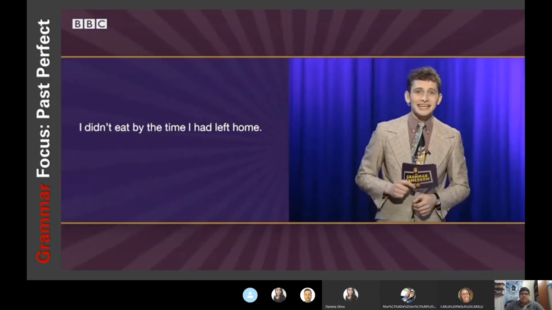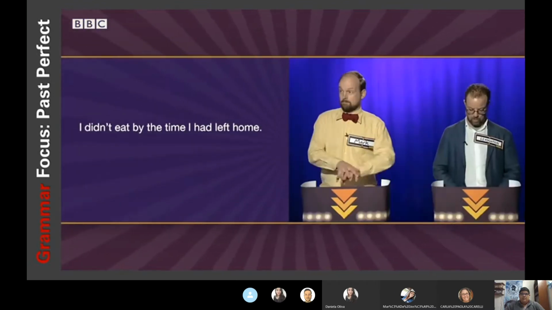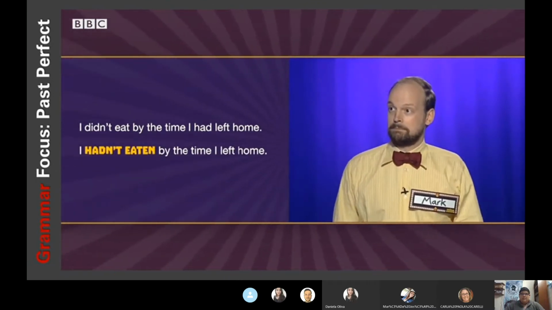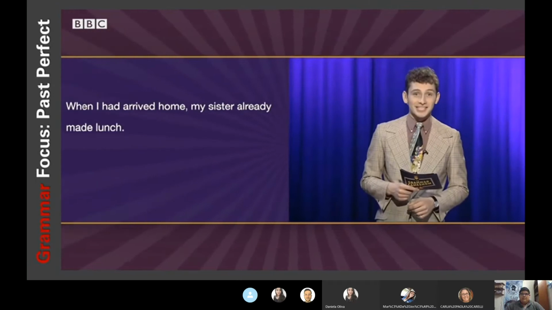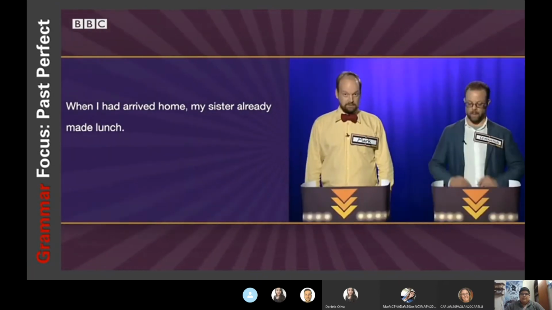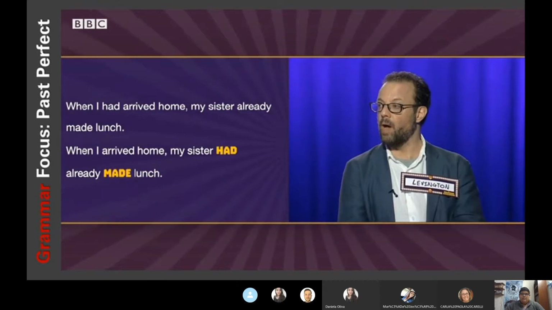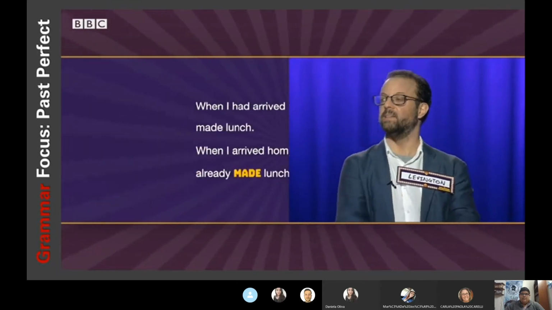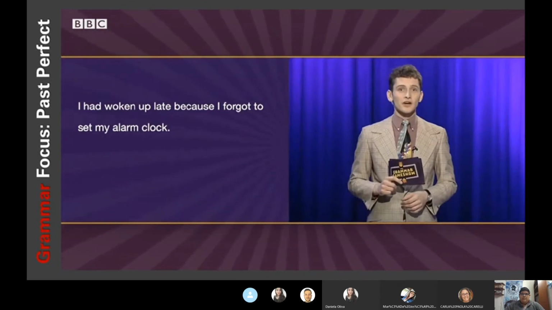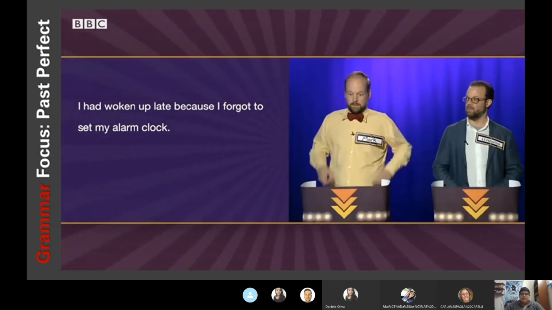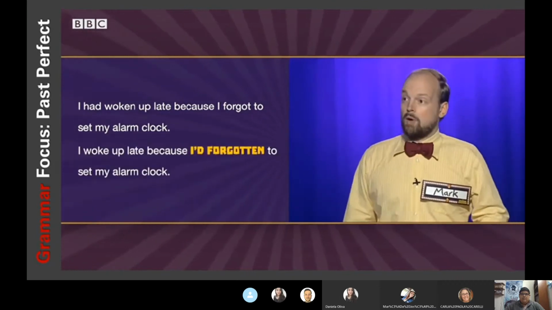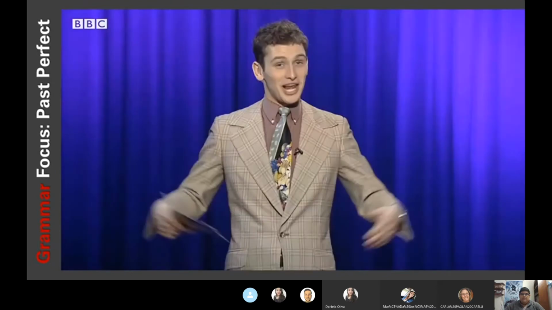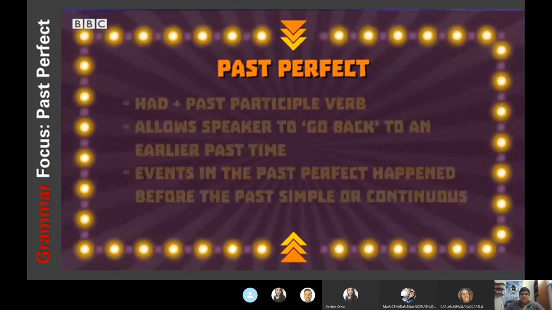sentences? I didn't eat by the time I had left home. I hadn't eaten by the time I left home. Correct. When I had arrived home, my sister already made lunch. When I arrived home, my sister had already made lunch. Correct. I had woken up late because I forgot to set my alarm clock. I woke up late because I'd forgotten to set my alarm clock. Correct. Leslie? Good job, everyone.